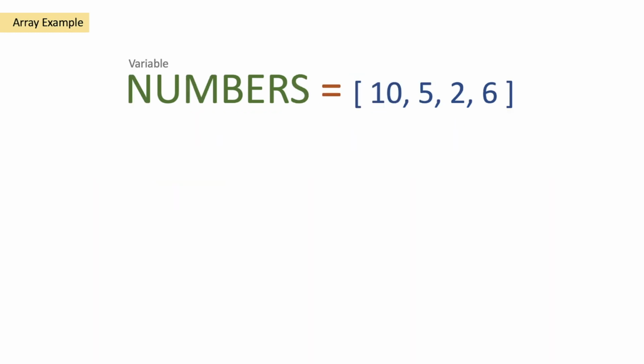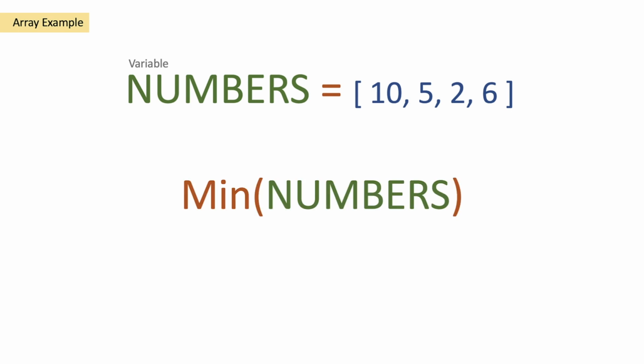So if we go into an array example, if we create an array variable with the numbers 10, 5, 2 and 6, and we pass the array into the min function as well, it's going to take the minimum number within the array. In our instance, it's going to be 2. So let's take a look at how this functions on PowerAutomate.